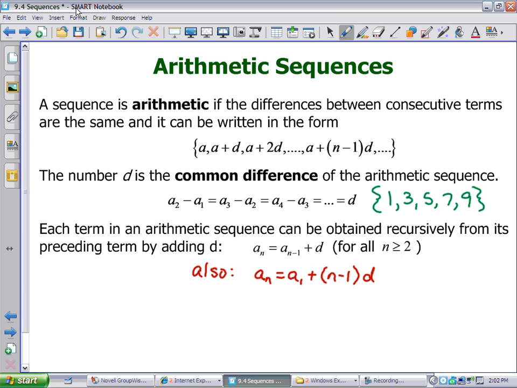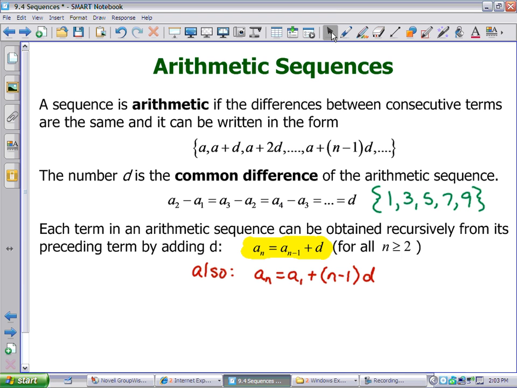That's the common difference. Here it says each term in an arithmetic sequence can be obtained recursively from its preceding term by adding D. Recursively says that you have a sub n equals your previous term, that's a sub n minus 1, plus D, so plus the common difference. That's for all n greater than or equal to 2.